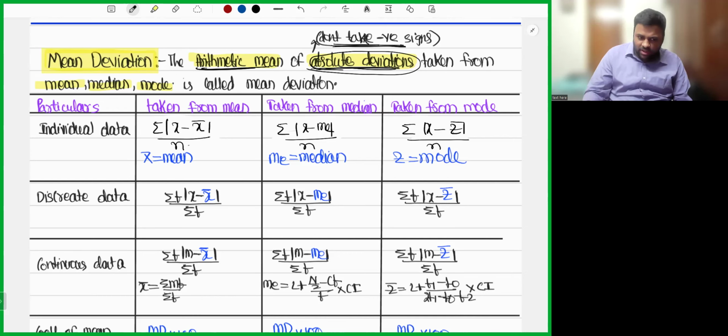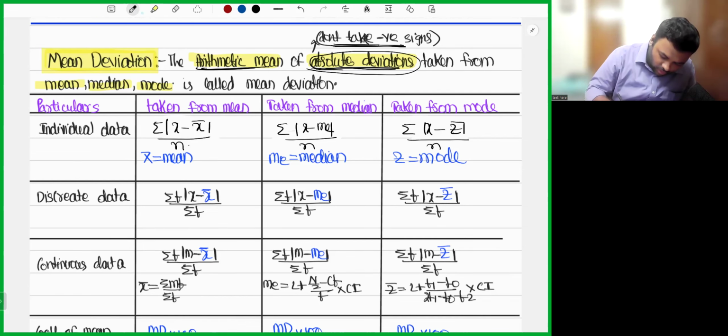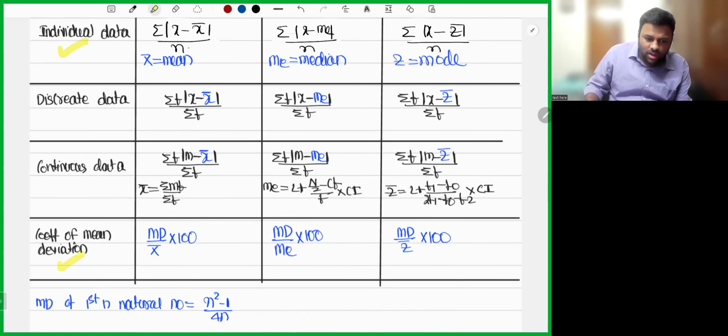I hope that's fine, everybody. Three different formulas. Now, this is for individual data. Now, how will you calculate coefficient of mean deviation? If you have calculated mean deviation from mean, it will be mean deviation by mean into 100. Calculated from median, mean deviation by median into 100. If you have calculated from mode, mean deviation by mode into 100.